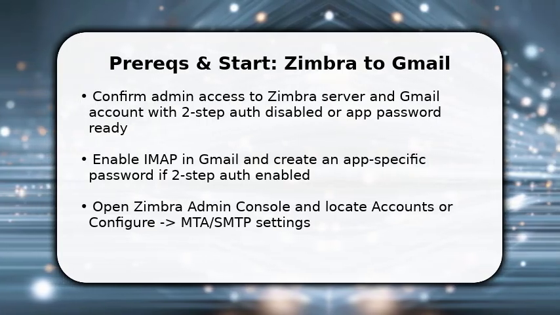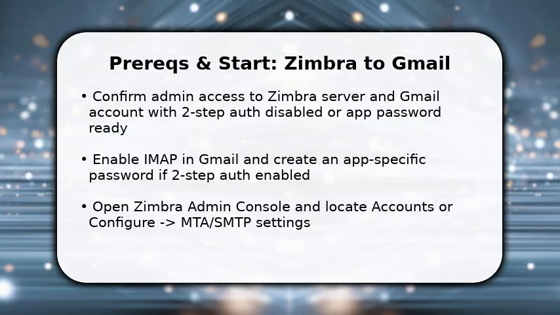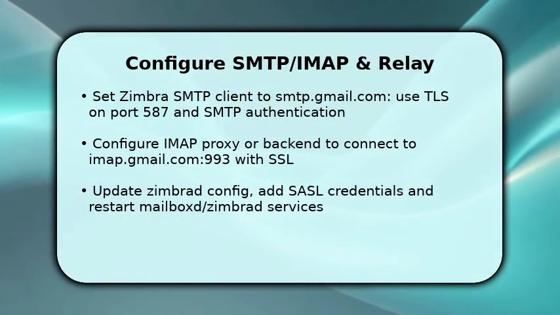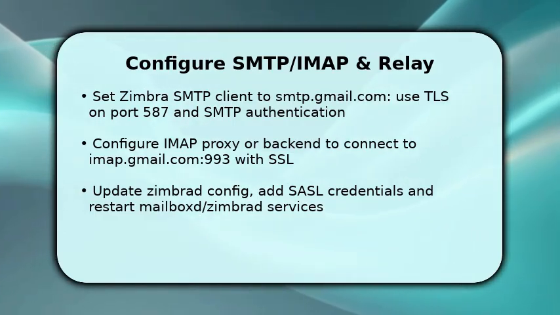Now configure Zimbra to talk to Gmail. Change the SMTP client host to smtp.gmail.com and set port 587 with STARTTLS. Provide the Gmail username and app password for SSL auth.